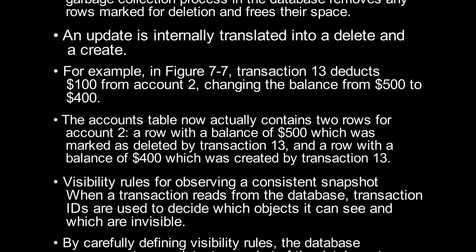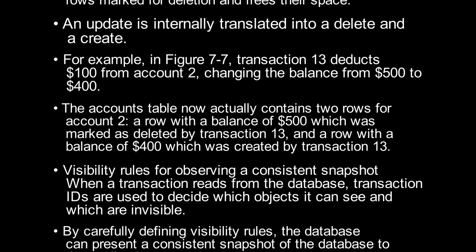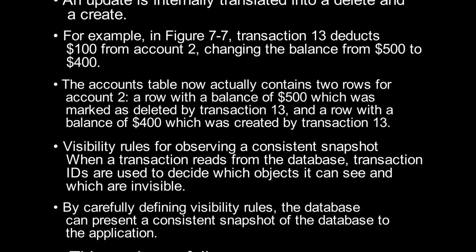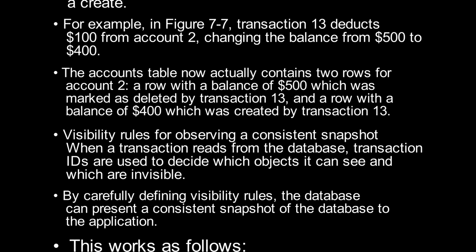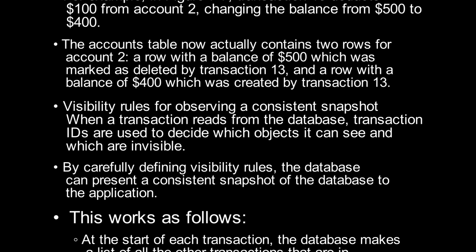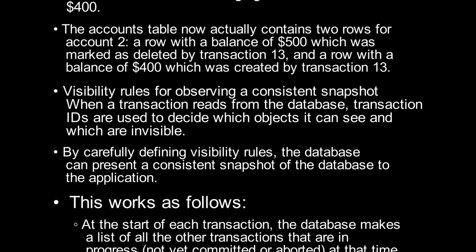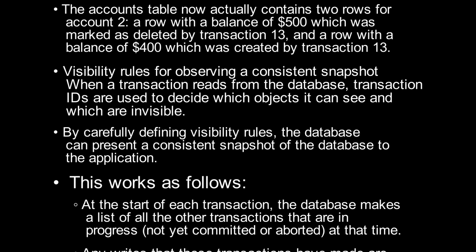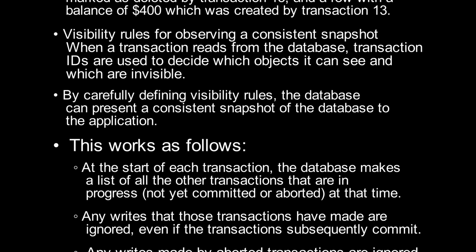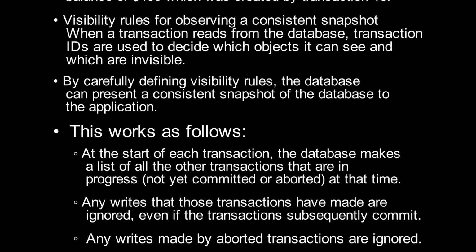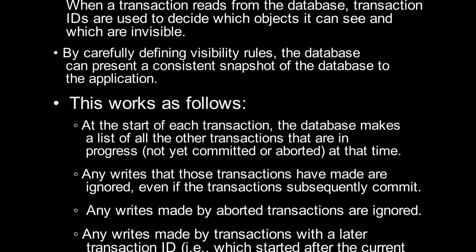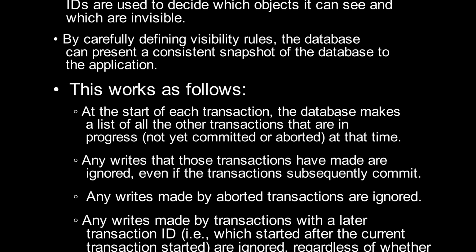Visibility rules for observing a consistent snapshot. When a transaction reads from the database, transaction IDs are used to decide which objects it can see and which are invisible. By carefully defining visibility rules, the database can present a consistent snapshot of the database to the application. This works as follows. At the start of each transaction, the database makes a list of all the other transactions that are in progress, not yet committed or aborted, at that time. Any writes that those transactions have made are ignored, even if the transactions subsequently commit.